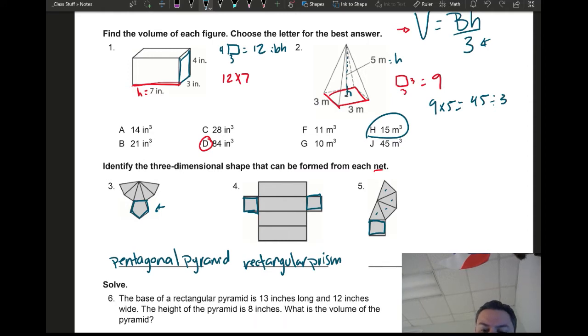And the next one, I have triangle, triangle, triangle, triangle, and the only one different is that square. So this is gonna be a square, one base, pyramid. That's all you had to do.